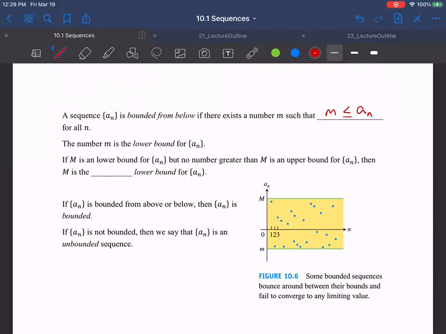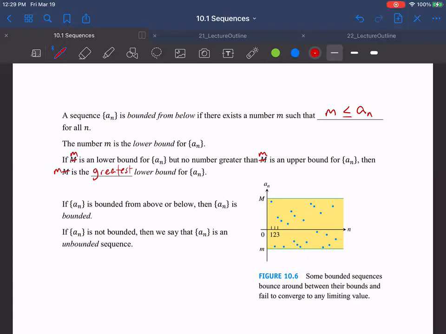So if m is a lower bound for a sub n, but no number greater than m is a lower bound for a sub n, then m is the greatest lower bound. Then I think those should all be lowercase m's, not those capitals. Okay, if we were using the lowercase one for that. Our greatest lower bound. Get it right eventually.